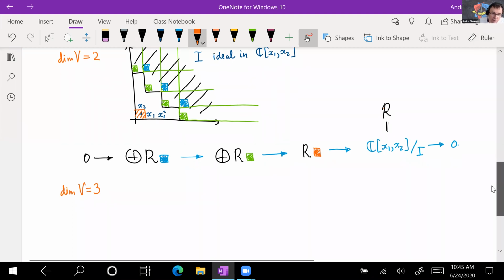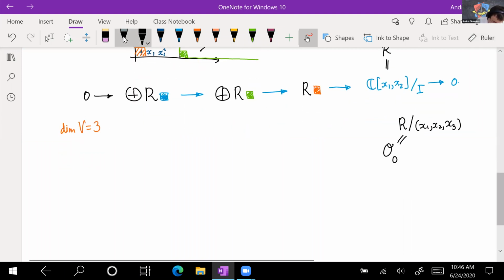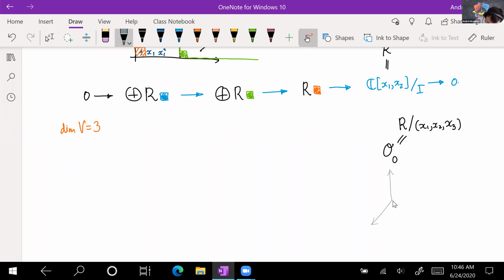And so what's the actual module we need to resolve? It is the structure sheaf of the origin. And what is the structure sheaf of the origin? It's my whole ring modulo the maximal ideal, the maximal ideal generated by x1, x2, x3. And so this picture, which I drew in 2 dimensions, will look like this: if I have my coordinate axes, what I need to resolve is just one single box.